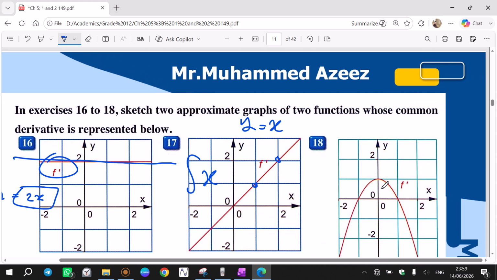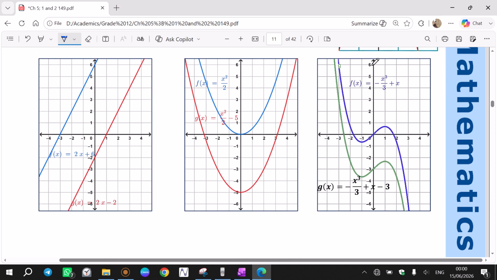And here, the function itself is negative x squared plus 1. This is the equation of the function. It is negative quadratic and it went up 1 unit, so it is plus 1. If I do integral, negative x squared will be negative x power 3 over 3, plus 1 will be plus x. Now I need two functions containing negative x power 3 over 3 plus x and negative x power 3 over 3 plus x minus any other number. Let's say 3.